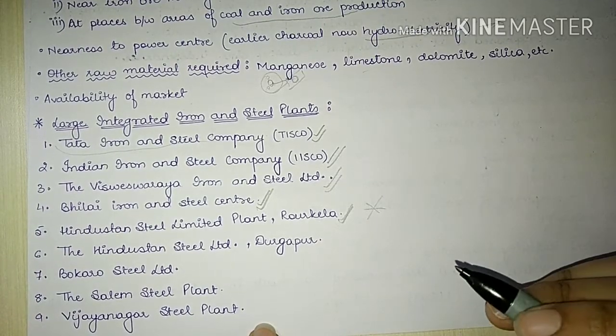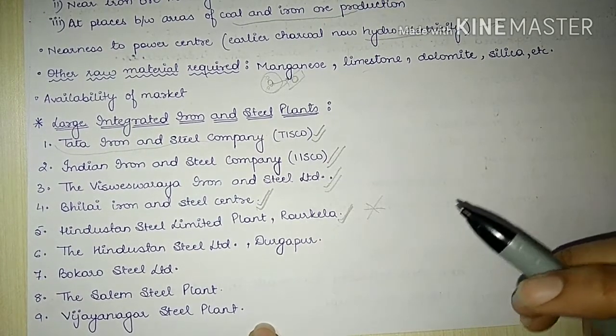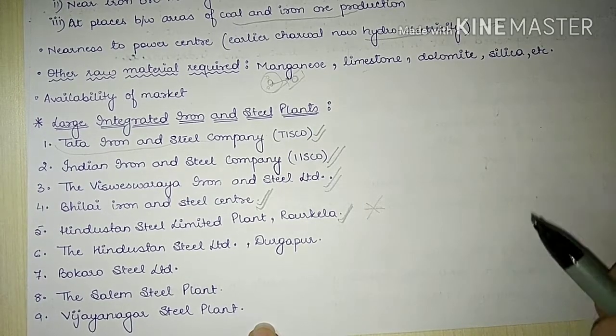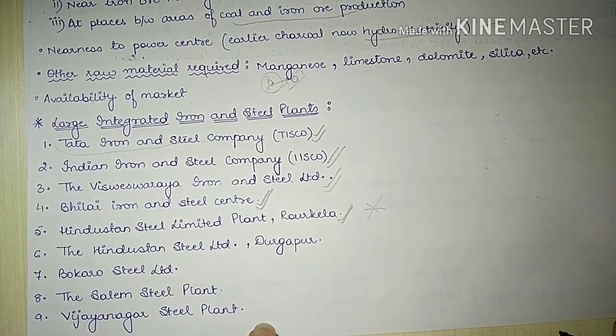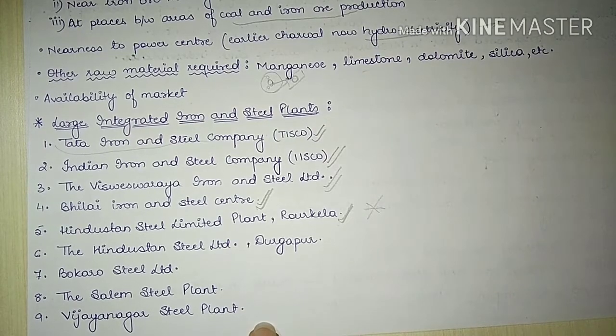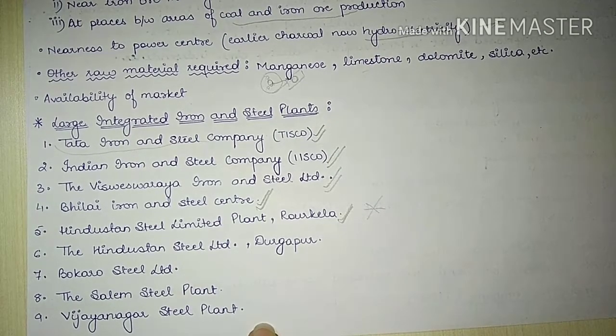The geographical factors which favor the location and growth of this area: iron comes from Bolani mines, that is in Mayurbhanj. Then coal comes from Jaria and Raniganj. Limestone is obtained from Sundargarh and dolomite is supplied from Britrapur.